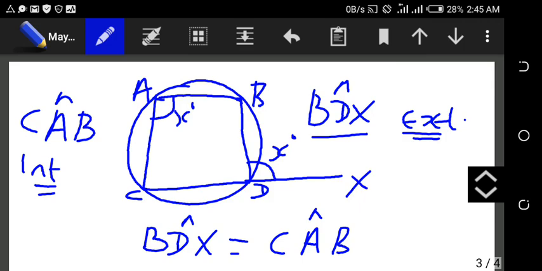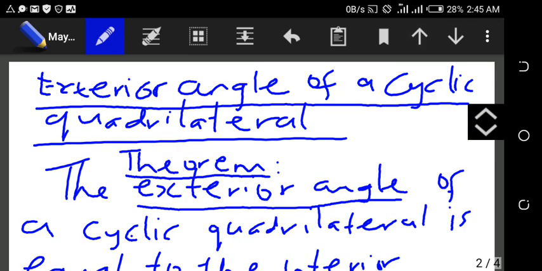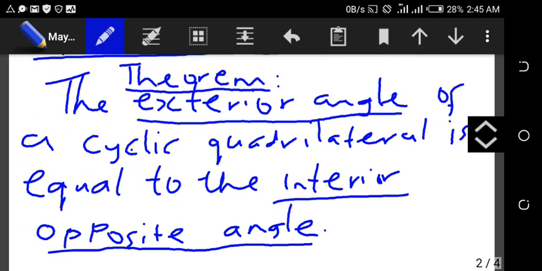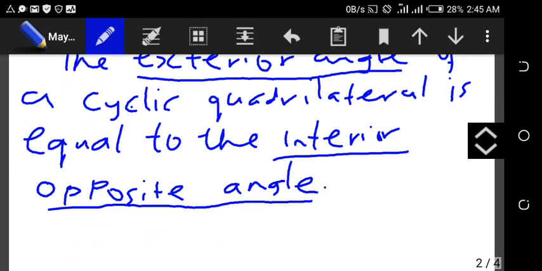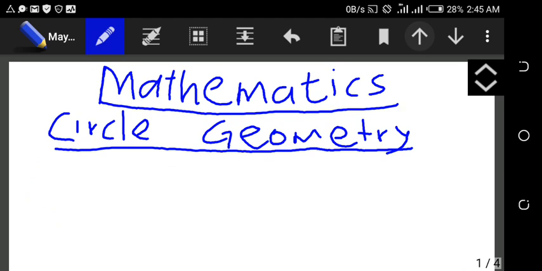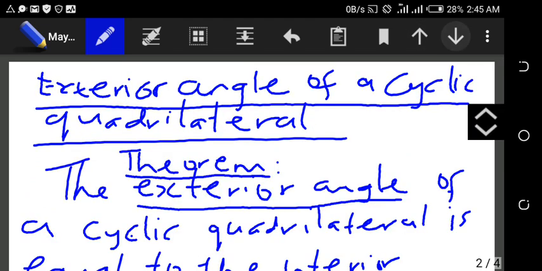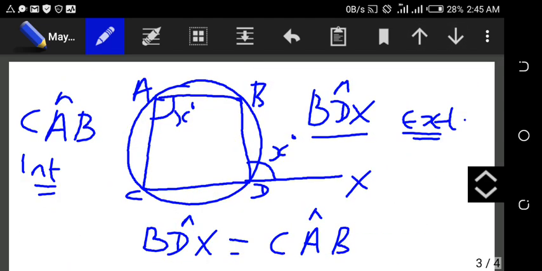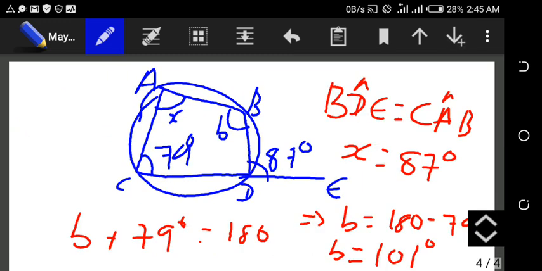This is just what the theorem of the exterior angle of a cyclic quadrilateral is saying, that the exterior angle of a cyclic quadrilateral is equal to the interior opposite angle. So that is what we have in this theorem. It is just for you to understand what is going on, and then apply some basic angle properties, and you will get what you're looking for.